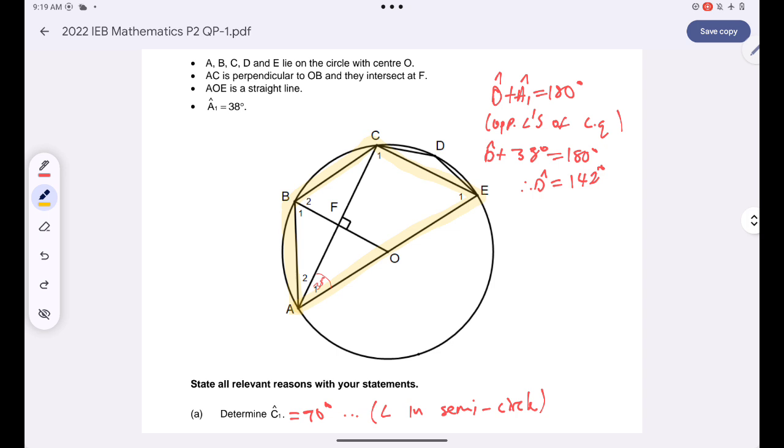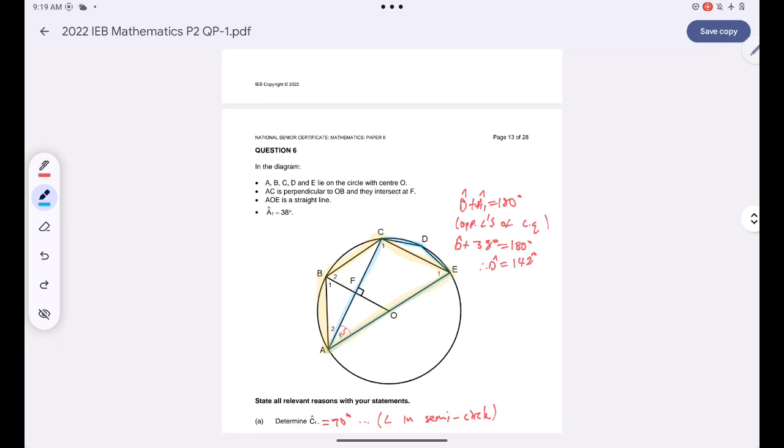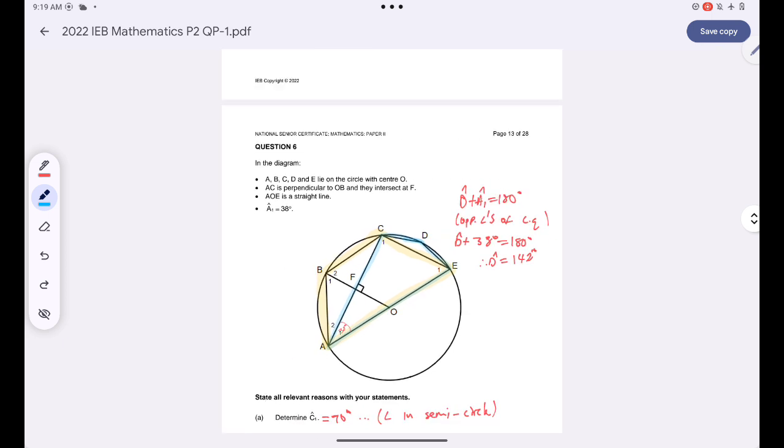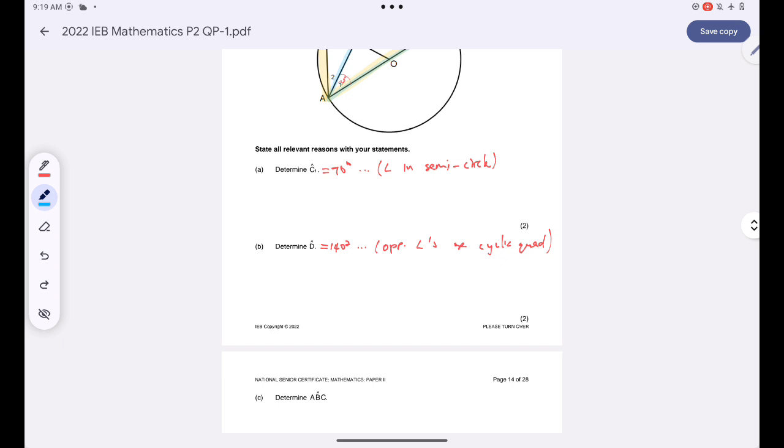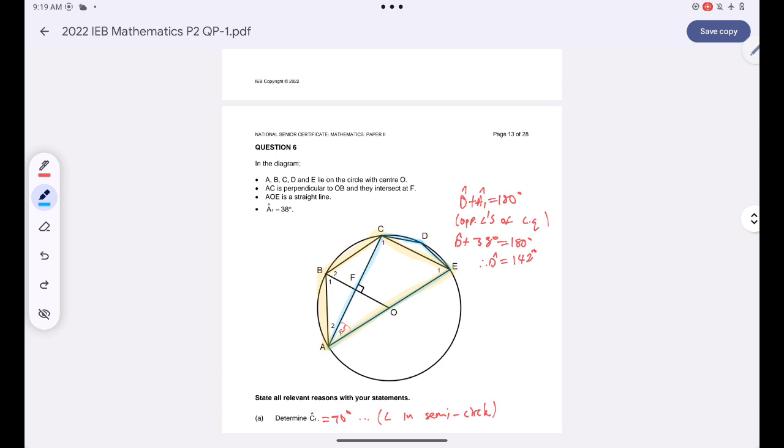So I have cyclic quads in this diagram over here. I have two cyclic quads. The first one is cyclic quad ABCE, and the second one is DCAE, the one in blue. There are two cyclic quads there. Are you together? When we answered question B, we used the first cyclic quad, which was blue. Now we are going to use the second cyclic quad, the one that is highlighted in yellow.